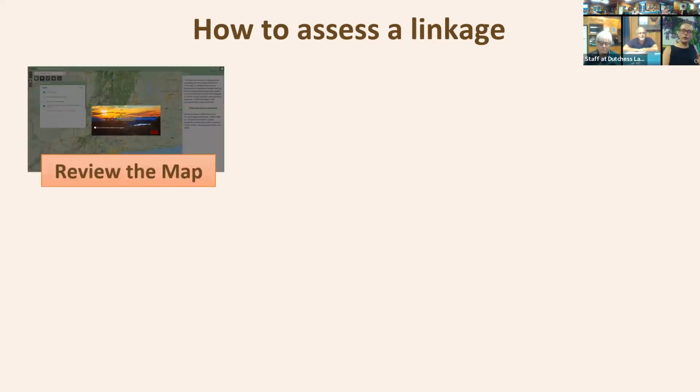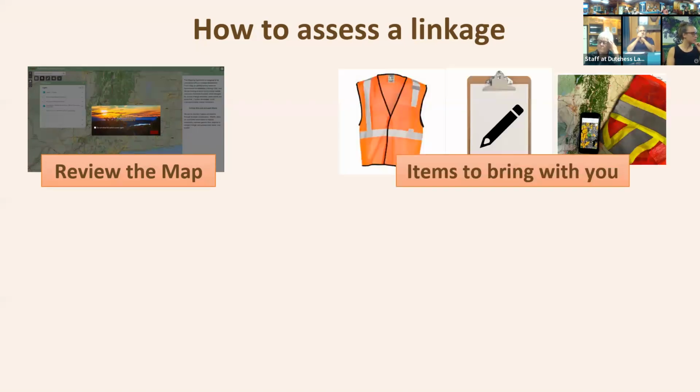So in order to assess a linkage, the first step is going to be to review the interactive map. That map is a lot like Google Maps. We created it using ArcGIS products. You can enter your address and it'll zoom right to your address. You can zoom around, pan around, see those areas that you're really interested in and see how the data overlaps and select a linkage. Once you've selected a linkage, you're going to want to bring a series of items with you when you go out to look at this linkage.